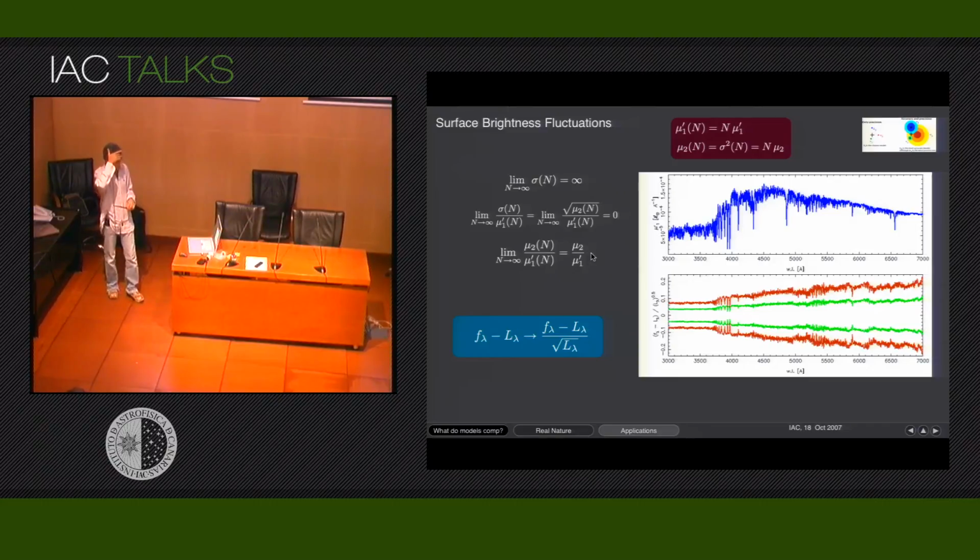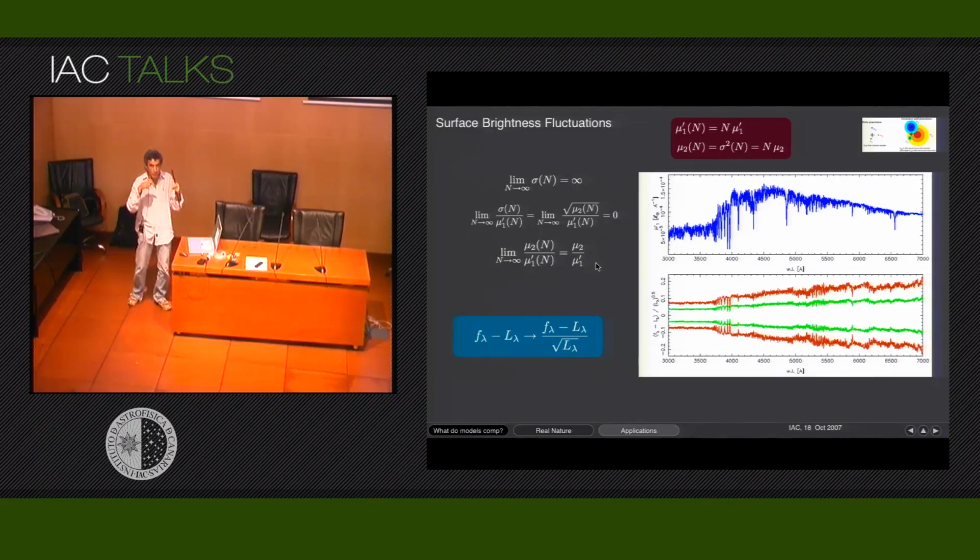Tonry, several years ago, realized that if you use the variance of this distribution of fluctuations and divide it by the mean value, you obtain a quantity that is independent of the number of stars you will have in the pixel. So he proposed it as a universal handle, okay?